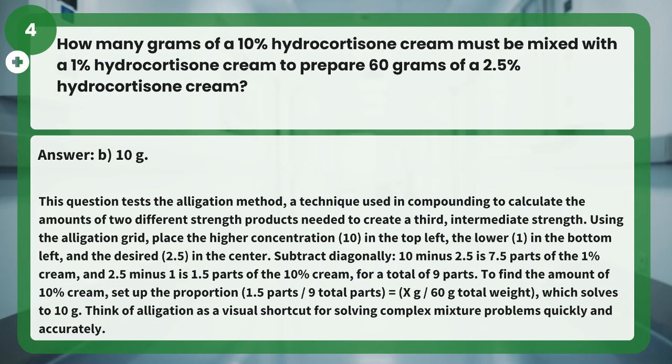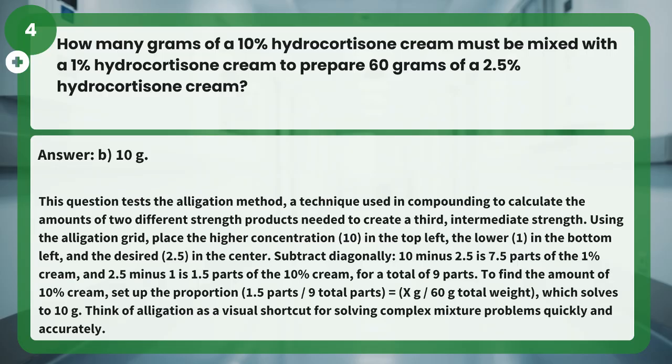Answer: B. 10 g. This question tests the alligation method, a technique used in compounding to calculate the amounts of 2 different strength products needed to create a third, intermediate strength. Using the alligation grid, place the higher concentration, 10, in the top left, the lower, 1, in the bottom left, and the desired, 2.5, in the center. Subtract diagonally. 10 minus 2.5 is 7.5 parts of the 1% cream, and 2.5 minus 1 is 1.5 parts of the 10% cream, for a total of 9 parts.